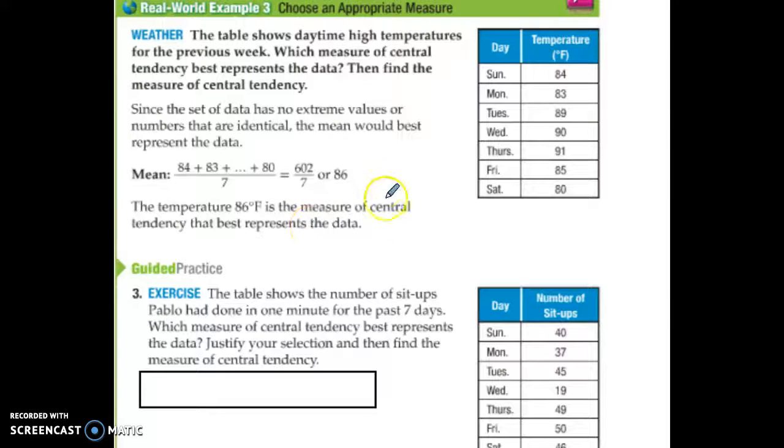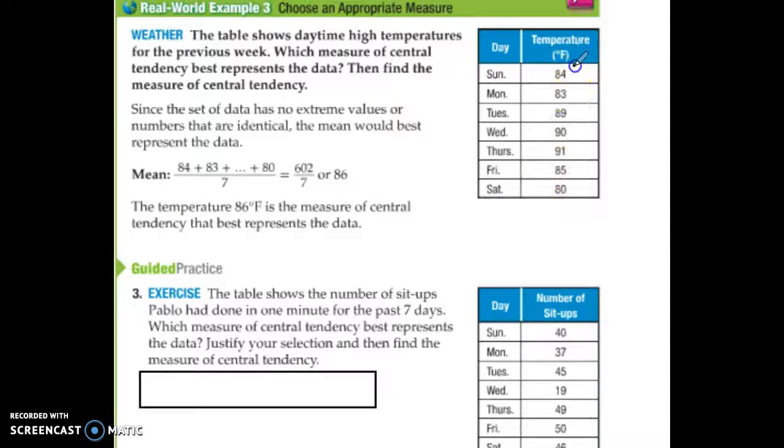Alright, so let's determine what's most useful in this situation. The table shows the high temperatures during the week. Which one's best, and then use that one to find the central tendency. So I see all these numbers are around the 80s, lower 90s, so they're all pretty close together. That kind of tells me the mean. None of them repeat, so that eliminates the mode. And for the median, there are no really extreme numbers. So I'm going to use the mean here.